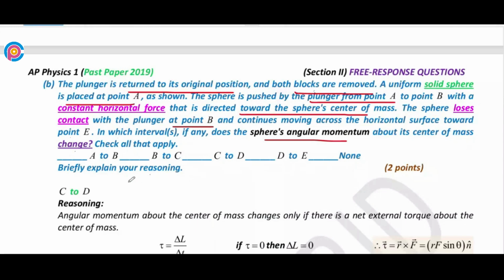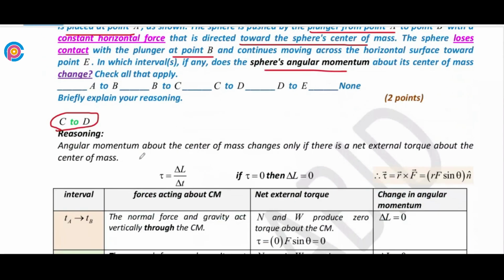So first of all, I'll provide the answer. C to D is the region where there is a change in angular momentum of the sphere. Now why? Let's consider it step by step.